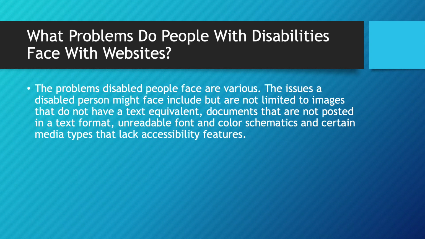As stated previously, the problems a disabled person might face on the internet are various. These issues can be anything from images not having text equivalents, documents that are not posted in text format, undesirable font and color schemes that could cause a person with epilepsy to have a seizure, and certain media types that lack accessibility features, like a video with no audio. This is a big problem because the ADA strictly mandates that all disabled people have access to the internet without any undue burden.